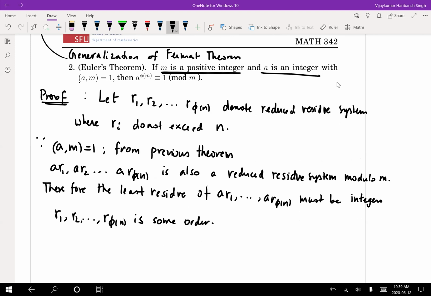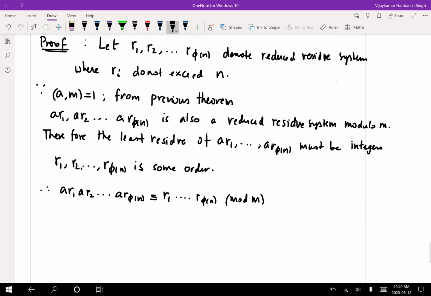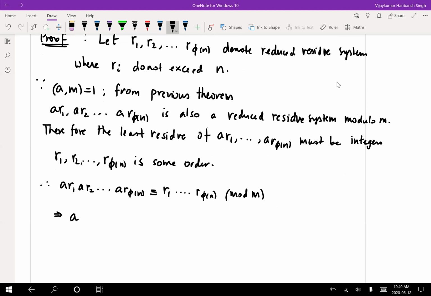So if you multiply on both sides, we get aR1, aR2, up to aR phi of n is congruent to R1 up to R phi of n mod m. So this implies, how many a's are there? Phi of n of them. So a to the power phi of n times R1 through R phi of n is congruent to R1 through R phi of n mod m.